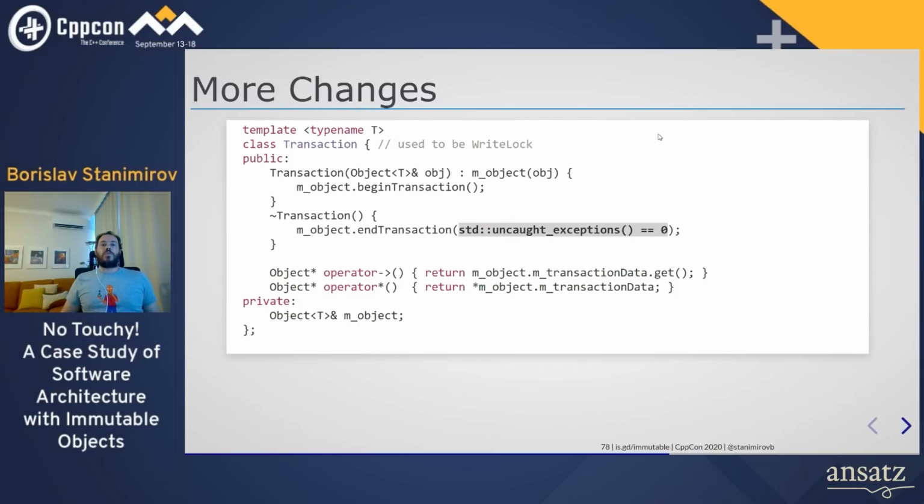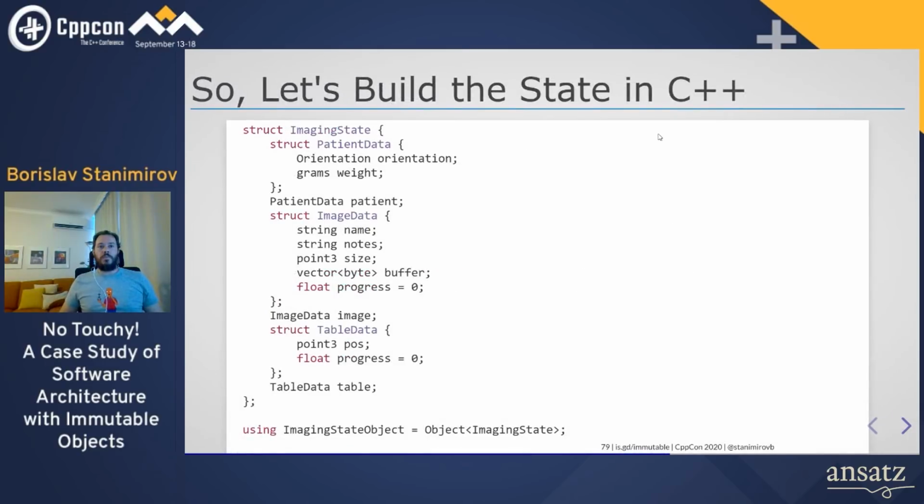And we can make use of the fact that we can optionally store or cancel transactions, and if there are no exceptions, don't store the transaction. So if we throw an exception, the transaction is canceled while doing the transaction itself. That is. So let's build a state in C++.